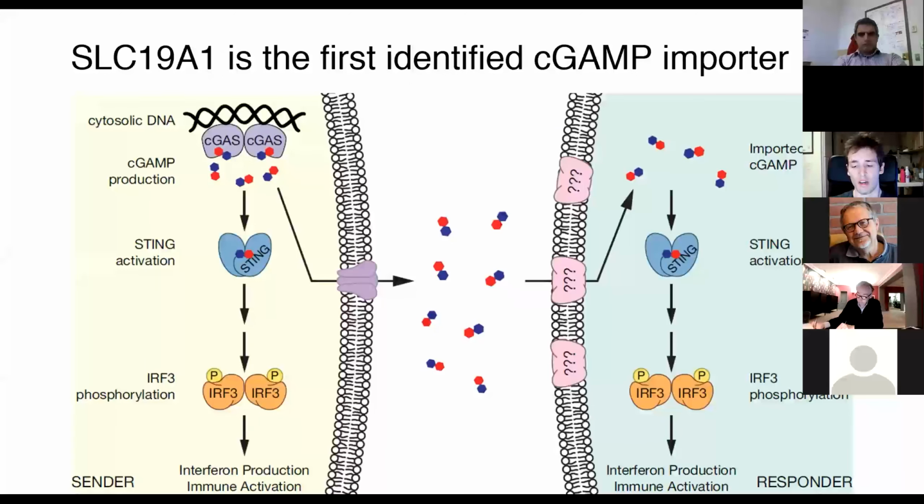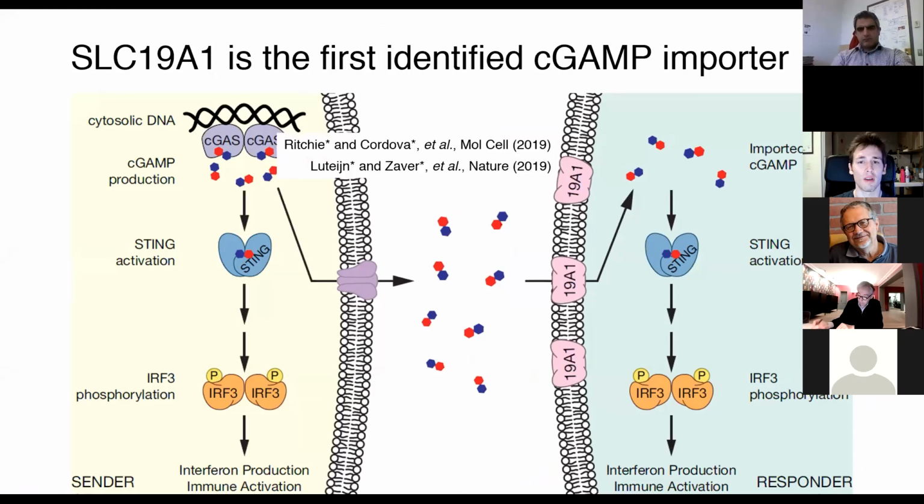And so all these results together indicated to us that SLC19A1 was the cGAMP importer in U937 cells and was, in fact, the first identified cGAMP importer. And a group also independently identified SLC19A1 as a cGAMP importer around the same time that we did, which really gave us confidence that we were correct in assigning its role as a cGAMP importer.